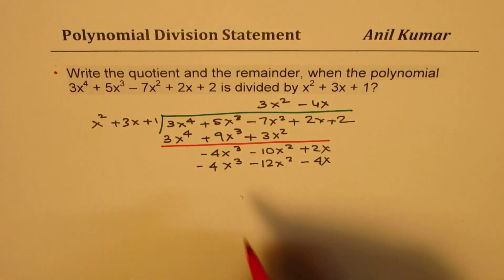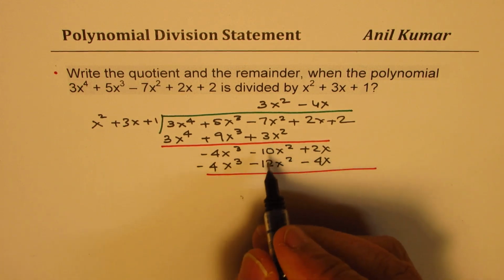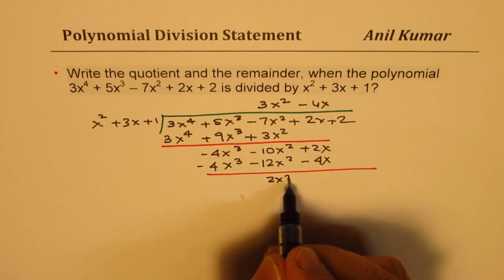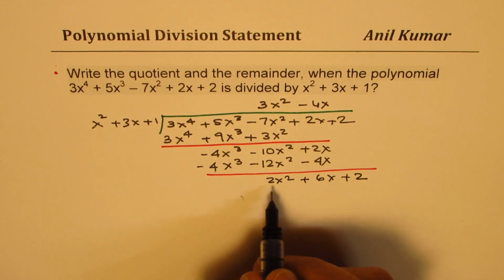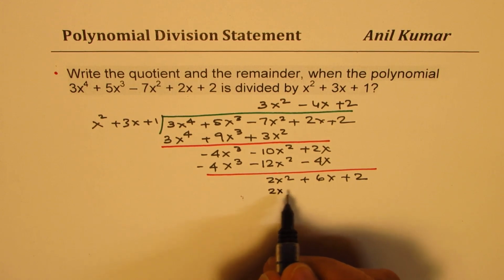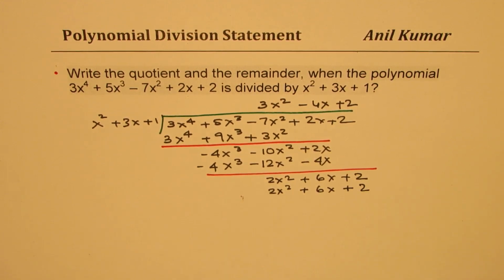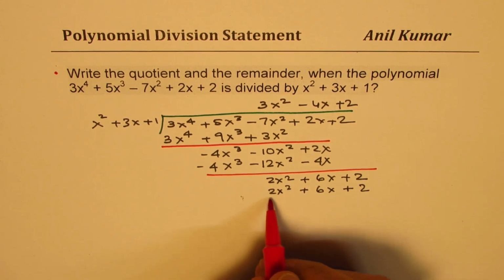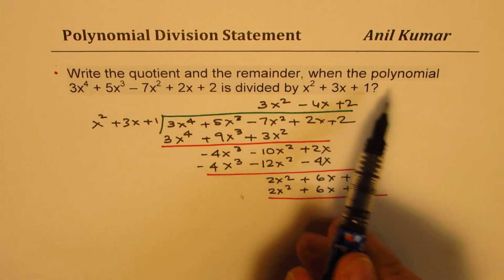And now when you take away, you have to bring down the constant 2, right? So you get here 2x squared and plus 6x plus 2. So 2 times, right? So plus 2. So we get 2x squared plus 6x plus 2, right? So in this case, it is a factor. So the remainder is 0. So now the question is, write the quotient and the remainder when this is so.